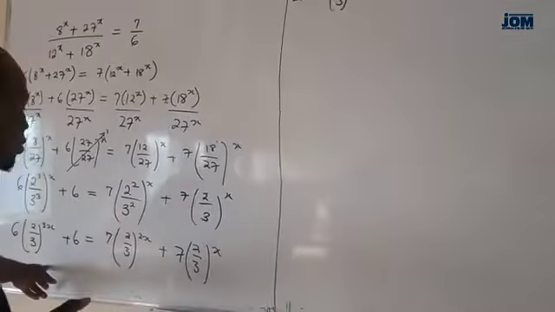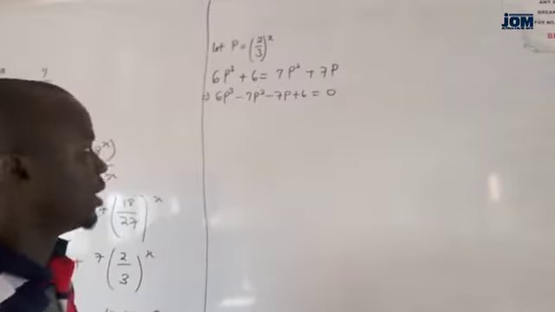plus 7 multiplied by p. So, this is a polynomial of degree 3. So this can also be rearranged as 6p^3 minus 7p^2 minus 7p plus 6 equal to 0. So we're going to solve this and get the value of p.